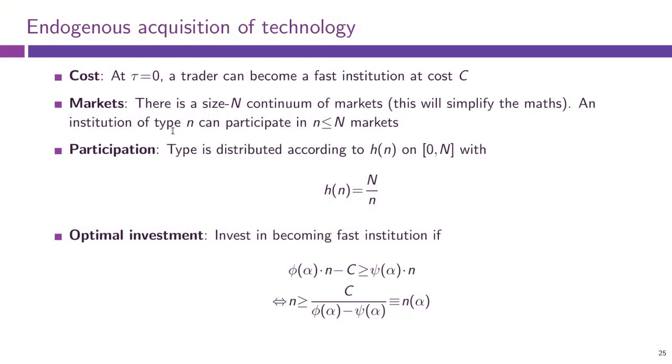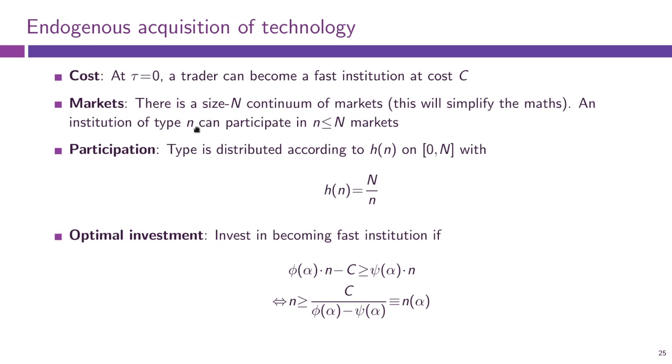They also assume that institutions are heterogeneous. So even at the beginning of period 0, they have different types. Every institution has some type n, and this type determines how many markets the institution can participate in. So this is a kind of size of the institution, the amount of resources they can devote to monitoring all the different markets. This type small n can be between 0 and large N, and we assume that it is distributed hyperbolically. The CDF of this distribution is given by big N divided by small n. And so basically the size of the institution will scale the profits of this institution.